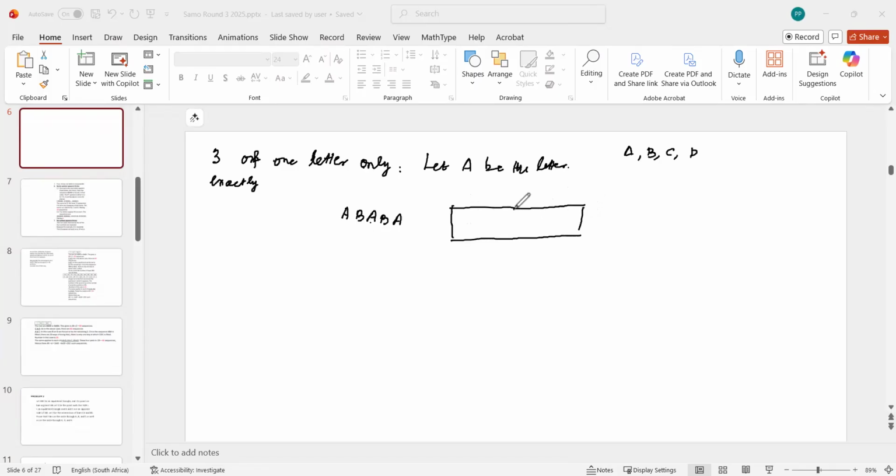Drawing all these neat things takes too much time, so let me just draw up one. You can put the C anywhere, and then you have to put here A, B, A, B, A, B, A. Now the C can be placed in any one of five places.